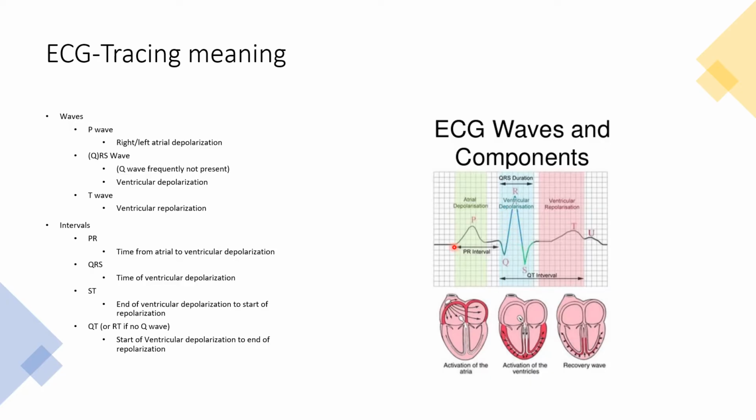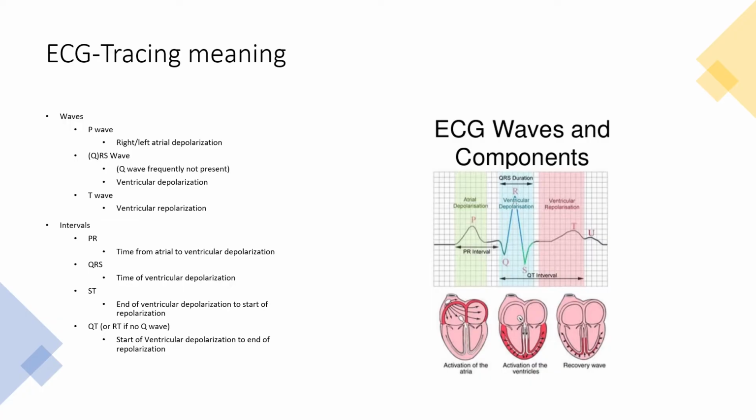Intervals to know about would be the PR interval. This is the length of time it takes for the atria to depolarize the ventricles. If this is prolonged, it can sometimes mean that there is a heart block, or a block between the atria depolarizing the ventricles. The QRS interval is the time it takes to fully depolarize your ventricles. And if the QRS is prolonged, this can mean something is causing it to take longer to depolarize your ventricles. And we will talk about what kind of things can cause that.